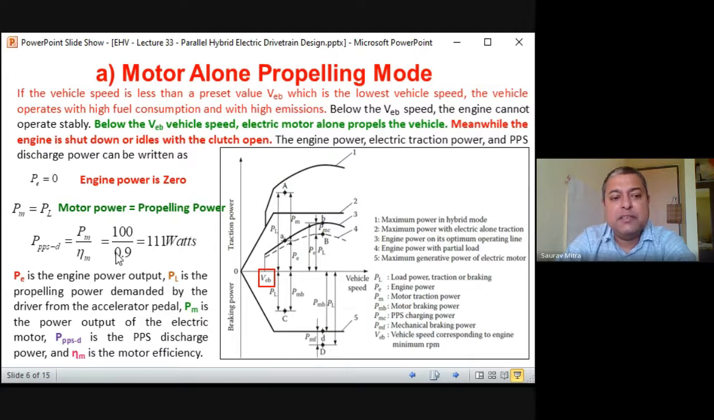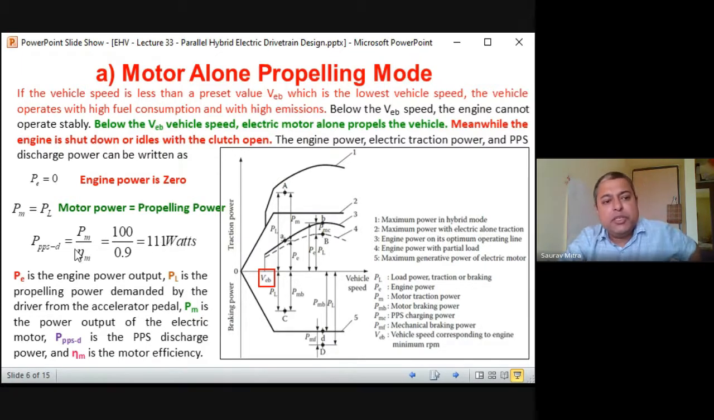If you do 100 divided by 0.9, 100 is actually the required power at the load, or the power given out by the motor. But to generate this 100 units by the motor, which is working with 0.9 or 90% efficiency, PPS has to give 111 watts of power. That means the motor definitely will not be working with 100% efficiency. If the motor were working with 100% efficiency, this 11 units of wastage would not be there, and no motor can work with 100% efficiency.